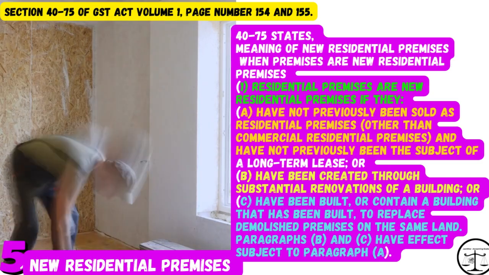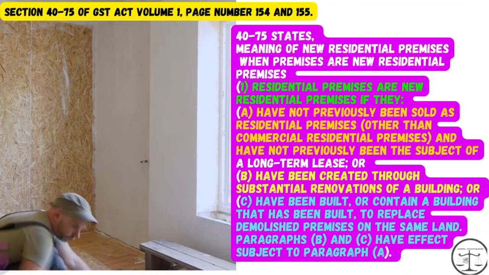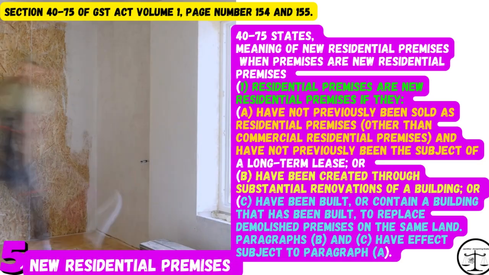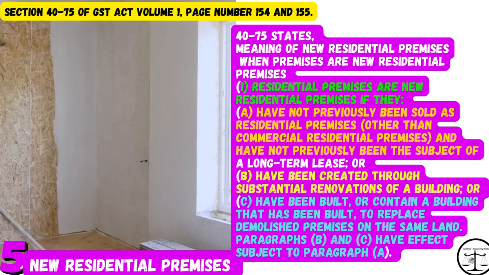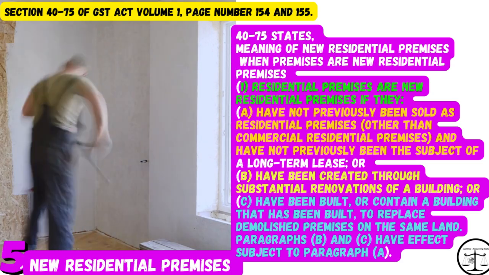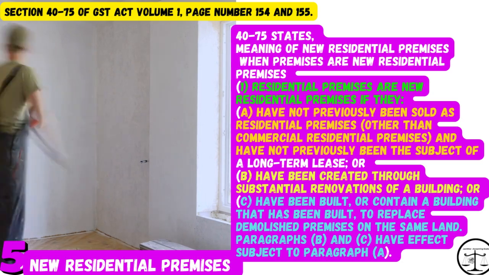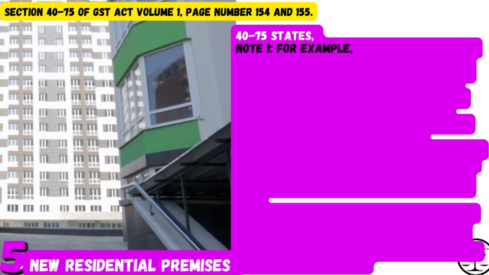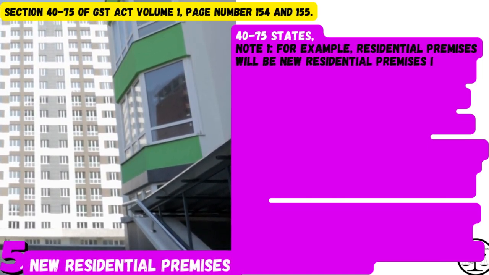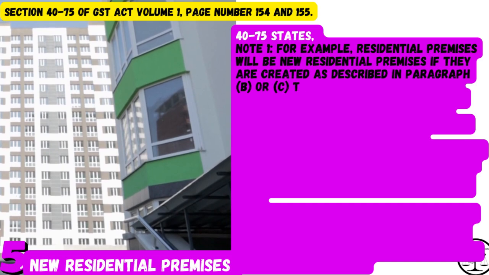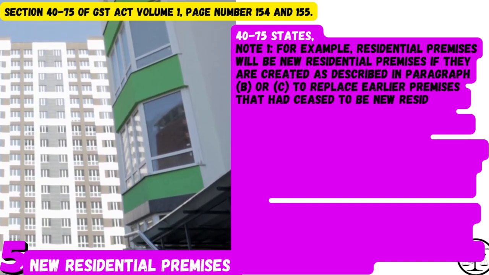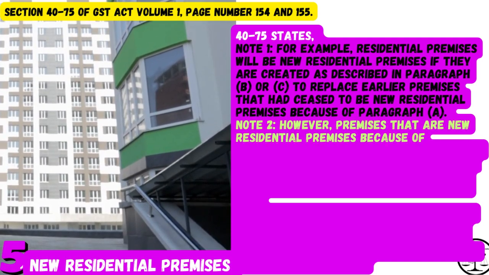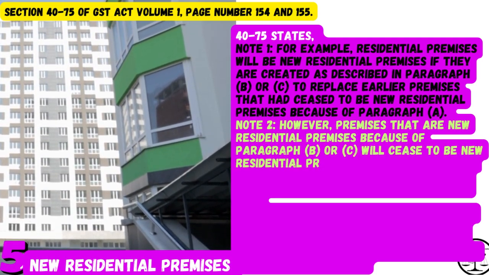(c) have been created through substantial renovations of a building, or (c) have been built, or contain a building that has been built, to replace demolished premises on the same land. Paragraphs (b) and (c) have effect subject to paragraph (a). Note 1: For example, residential premises will be new residential premises if they are created as described in paragraph (b) or (c), to replace earlier premises that had ceased to be new residential premises because of paragraph (a).